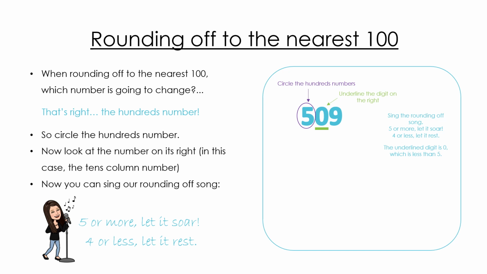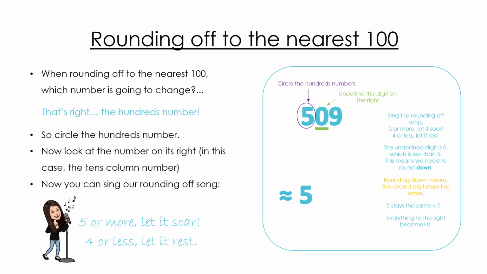The underlined digit is a 0, and this is less than 5, which means that we're going to round down. When we round down, it means the circled digit stays the same. So the 5 is going to stay exactly the same.